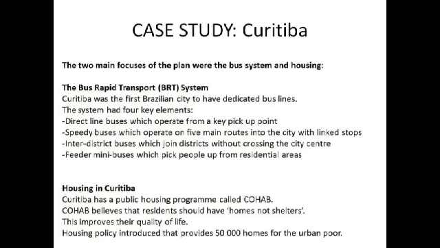The two main things that the plan focused on were the transport in the area and housing. Transport was developed and they formed a bus rapid transport system, otherwise known as the BRT system. And apparently Curitiba was the first Brazilian city to have dedicated bus lines. And the system had 4 key elements.